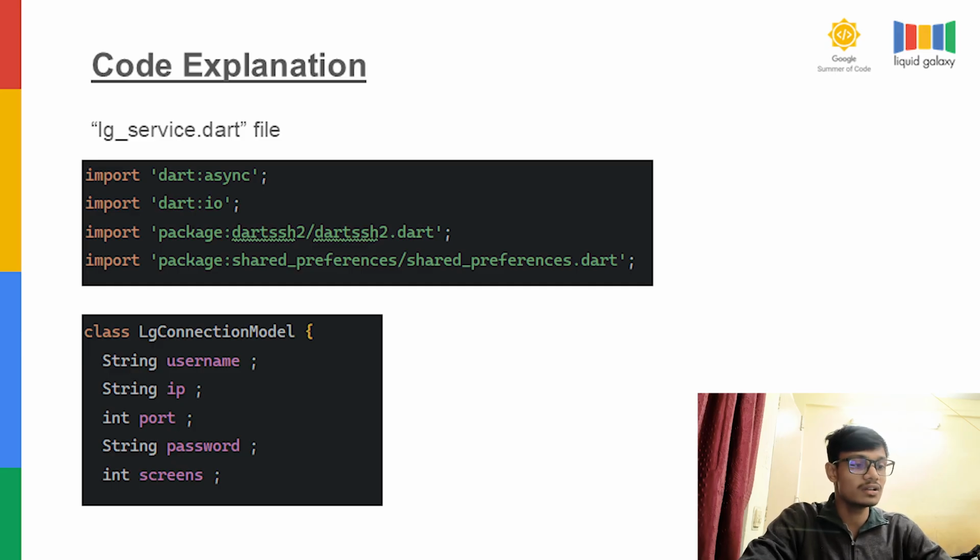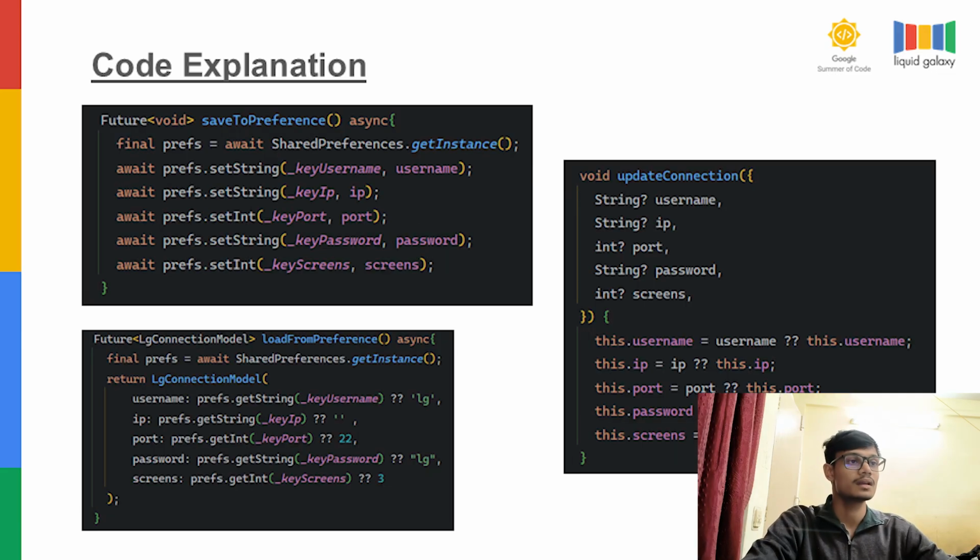This LG connection model holds all the required information needed to connect to the Liquid Galaxy rig, such as IP address, port, username, password, and number of screens. Once the connection details are received, either manually or through QR code, these are saved locally using shared preferences. This ensures the user does not need to re-enter or rescan the details every time the app opens. When the app starts, it loads the previously saved connection data and automatically prepares the connection with the LG rig.